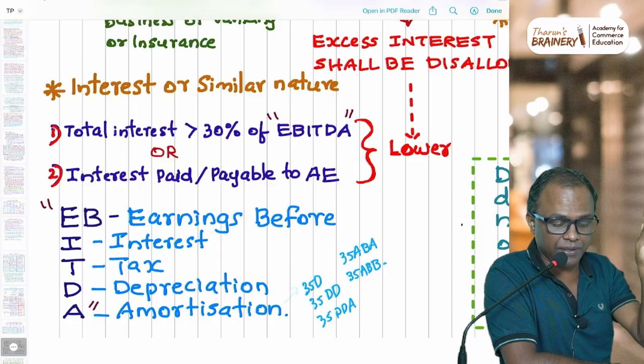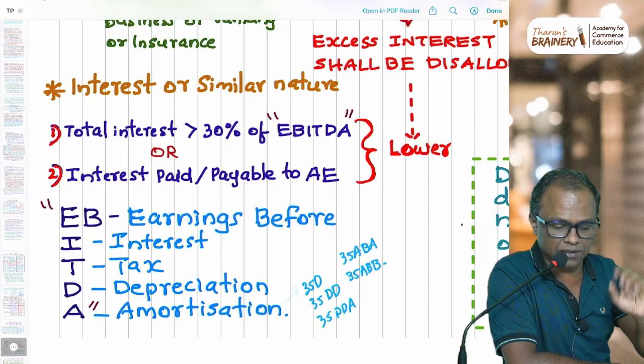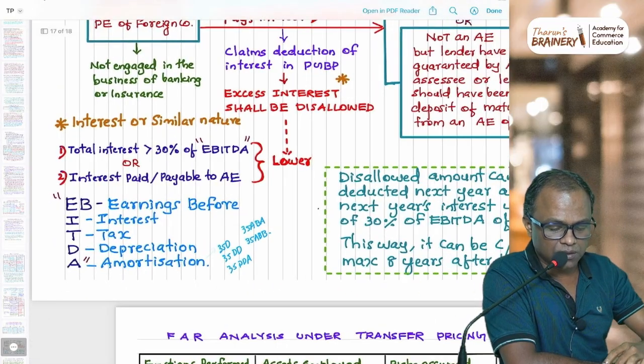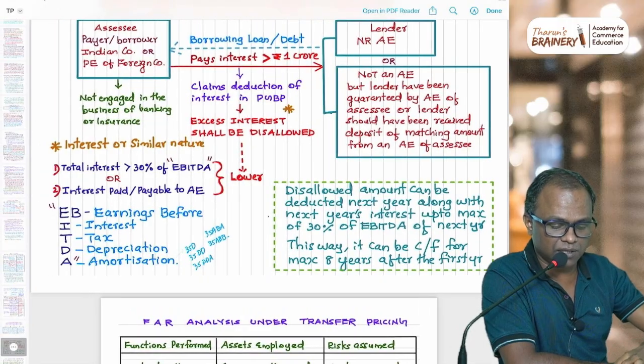Now, these are the core areas in TP, right? So TP is done. I think you got an idea. Now we are moving to double taxation relief, or double taxation avoidance agreements.